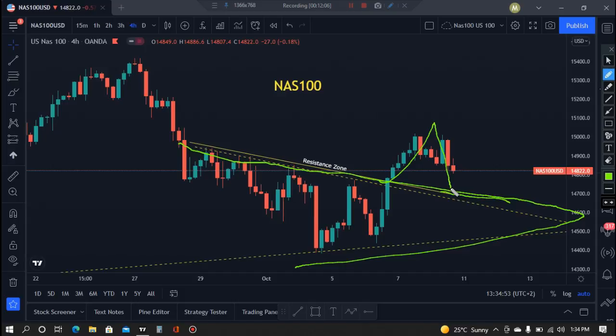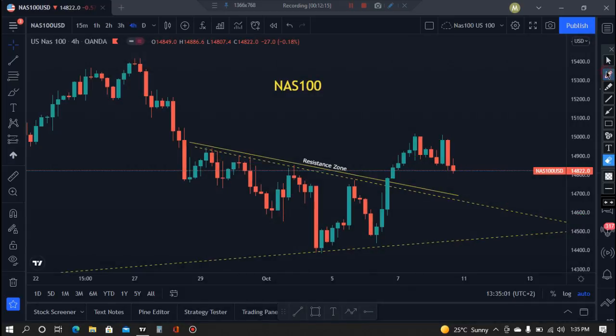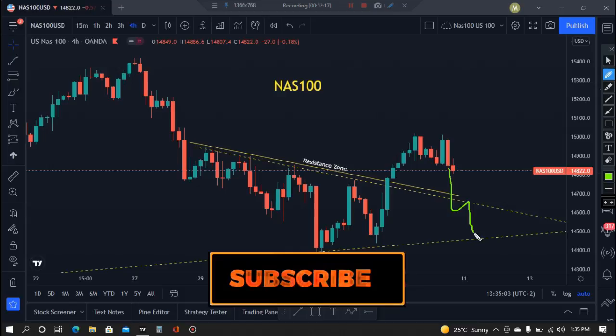But the best thing is, we see that we had this wedge, a breakout. Now the market is retesting. Now we're going to see something like that. I hope you understand that. If that doesn't happen, it means the market is now going lower again.